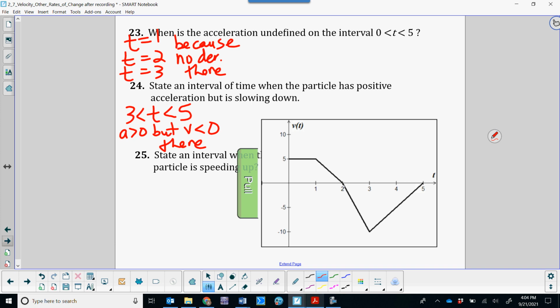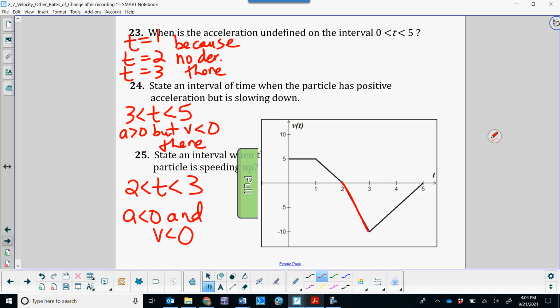So if we want acceleration negative, but the particle is speeding up, the only place that would happen is, both of these places have negative acceleration, but this one down here also has negative velocity, so that won't work. Oh no, sorry, we're speeding up, so this one is the only one that does work because this is negative acceleration and negative velocity. So my answer is from 2 to 3. And again, the reason is acceleration is less than 0 and the velocity is less than 0.